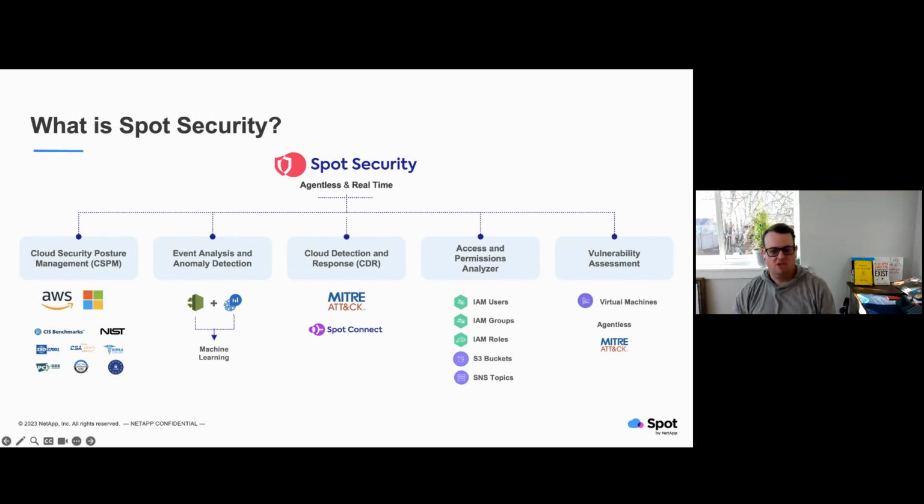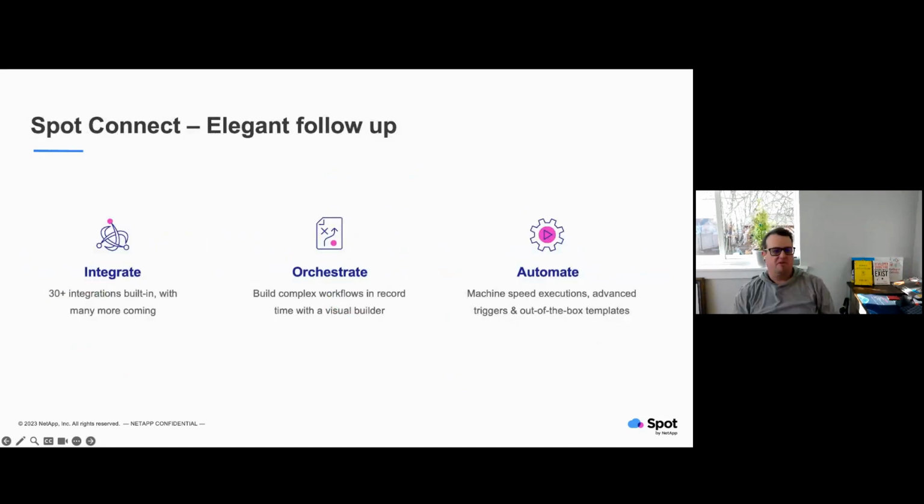And then we're constantly watching your IAM users, groups, roles, your buckets and blob storage, and your message topics, so that we can make sure that your virtual machines and your virtual infrastructure are running. And the best part, it's agentless because we're watching your cloud, not your individual infrastructure. Spot Connect allows you to integrate with 30 plus integrations built in and many more under development.